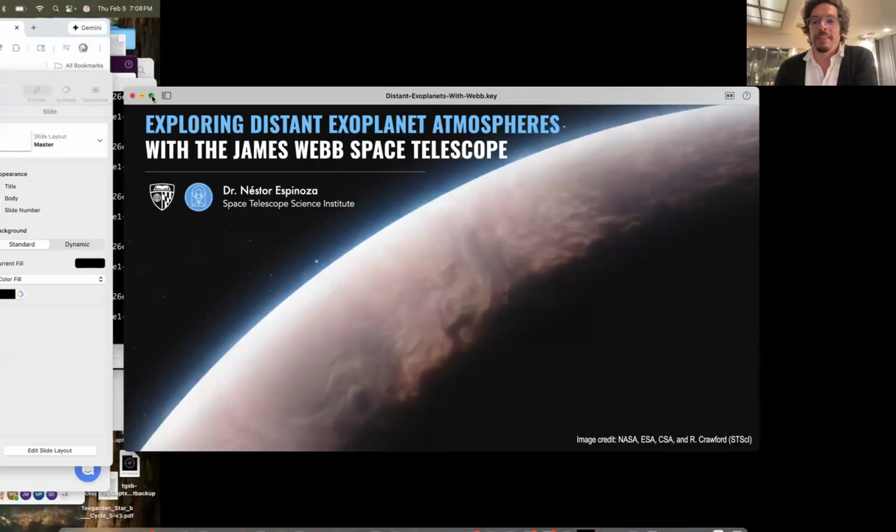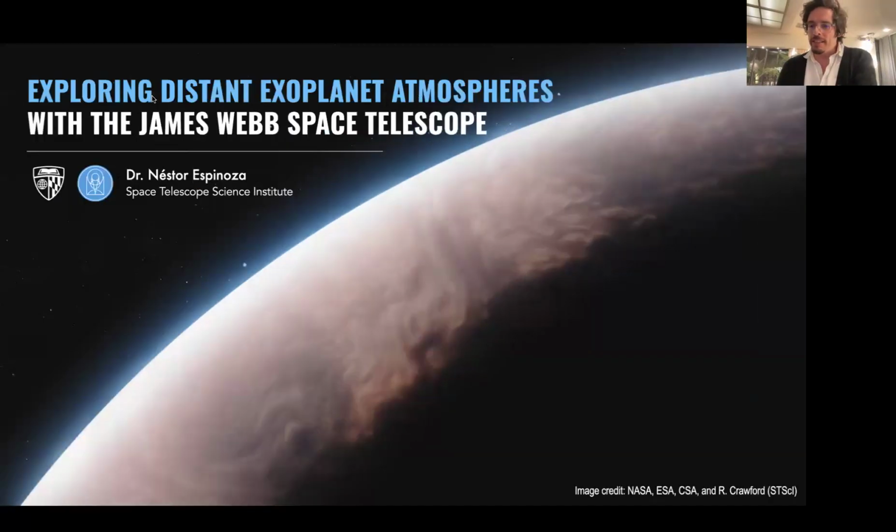It's the James Webb Space Telescope. So I hope you can see my screen, right? It's up there. Okay. So I even titled this talk "Exploring Distant Exoplanet Atmospheres with the James Webb Space Telescope," and we're going to embark on this adventure of figuring out what the Webb telescope is doing for us, trying to explore these worlds out there.